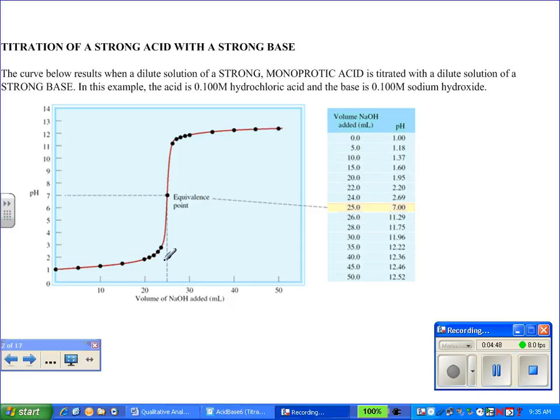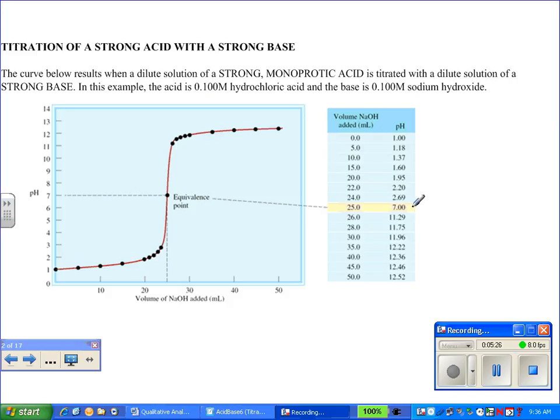Now when you have a titration curve, there is always a very steep part of the titration curve, and that always occurs around the equivalence point, the point where the moles of acid is equal to the moles of base. In this case, we're titrating a 0.1 molar hydrochloric acid solution with a 0.1 molar sodium hydroxide solution. We're starting with 25 milliliters of the acid, and so the equivalence point here occurs at 25 milliliters of base, and the pH of this solution is going to be 7.